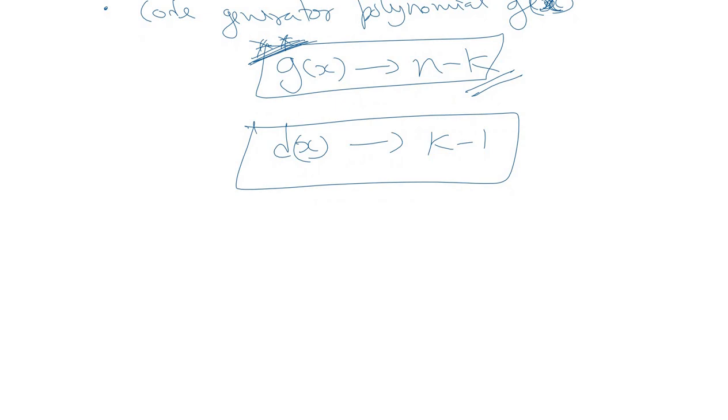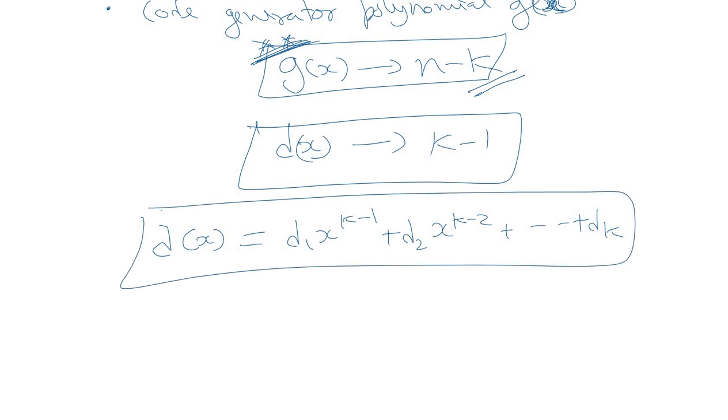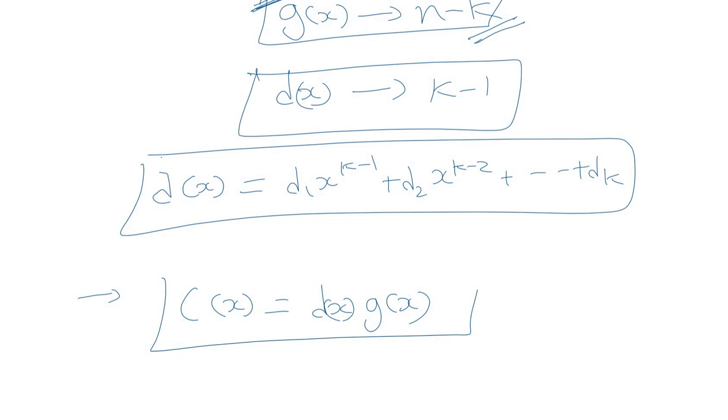Okay, so this data word d of x can be represented as d1 x to the power k minus 1 plus d2 x to the power k minus 2 plus ... d of k. So we can generate the code polynomial. We generate the code polynomial c of x by using the relationship d of x into g of x, the same expression that we used in the previous techniques, and it's a very important expression: c of x is equal to d of x into g of x.